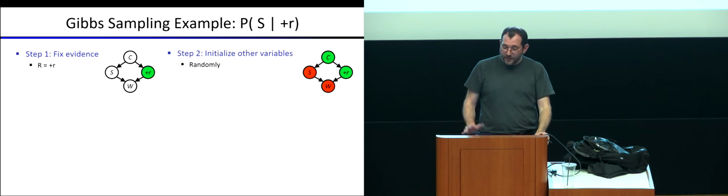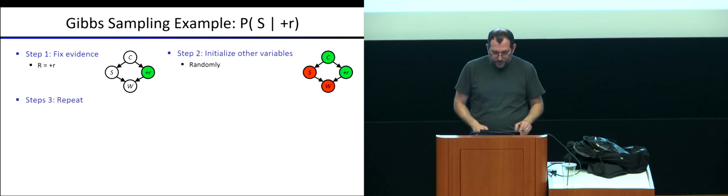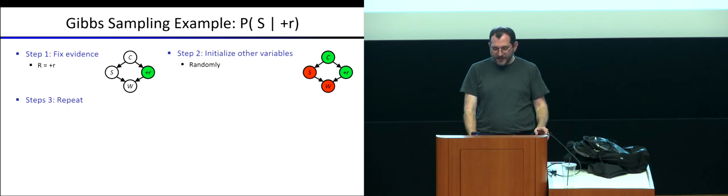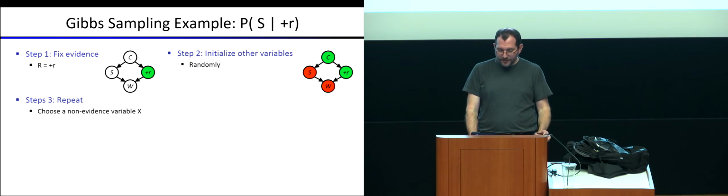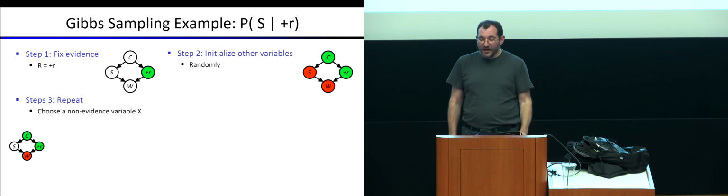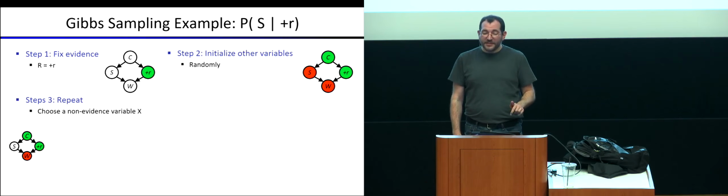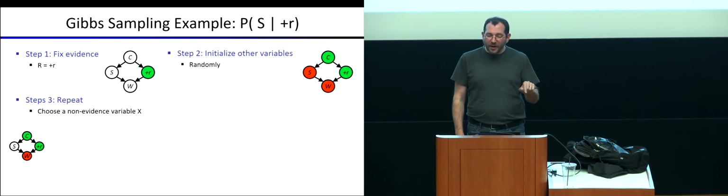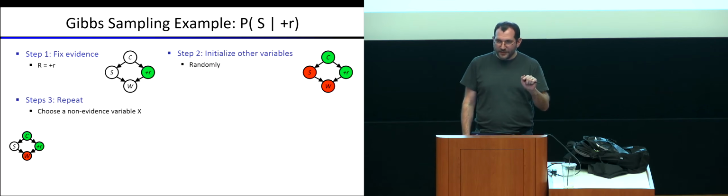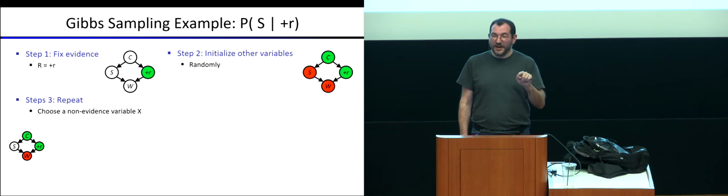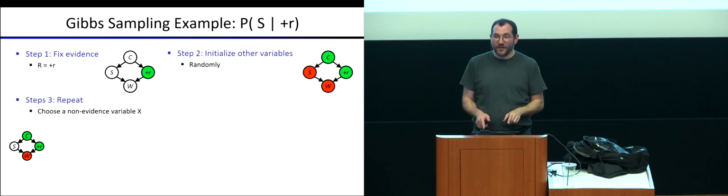Here we do something different. We initialize the other variables, call it random, whatever. And then we're going to repeat the following process. We've got a full assignment. We're going to choose a non-evidence variable. So let's say we choose S. I keep the whole rest of my assignment, and I only resample this one variable. Well, I know how to sample a variable given its parent. But here I'm sampling a variable given its parent and its child. And in fact, I'm sampling it given everything else in the network. So we're going to have to think through the math on that.